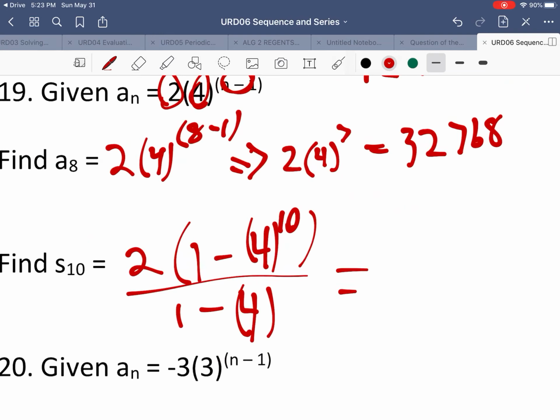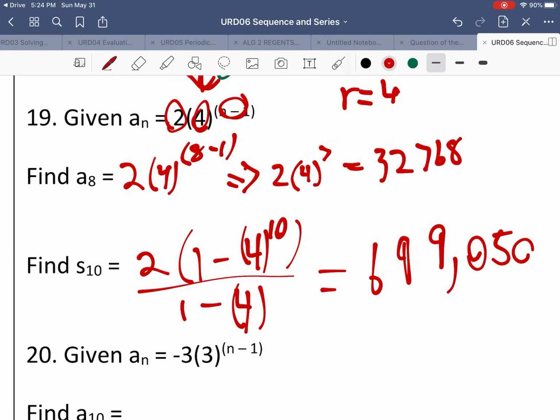All right, so all we've got to do is calculate this and we'll get the sum of all of those terms. Using my calculator, 1 minus 4 to the 10th is going to be a really big negative number, times 2, divided by 1 minus 4, which is negative 3. I get 699,050.